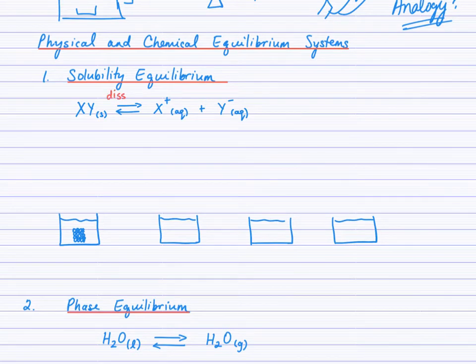Hopefully you're thinking dissolving or dissolution, if I'm going to do the noun. And what do we call the reverse reaction when the ions reform the crystal? Well, that's called recrystallization. So at equilibrium, the rate of that dissolution will equal the rate of the recrystallization.